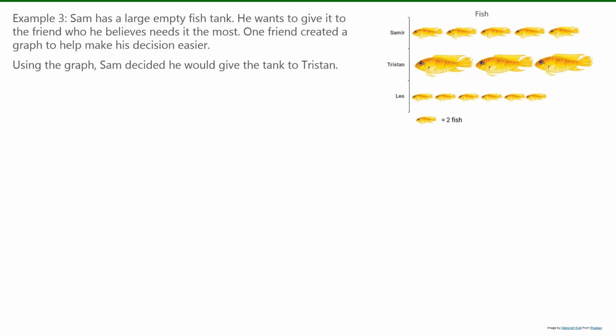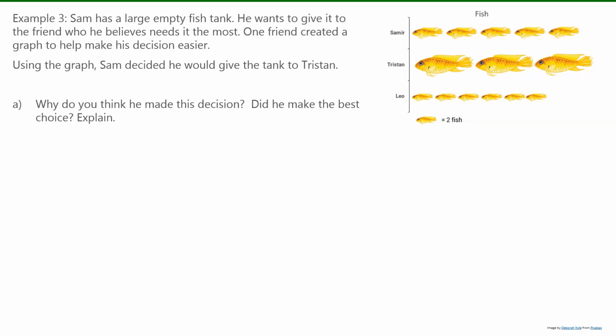Example 3. Sam has a large empty fish tank. He wants to give it to the friend who he believes needs it the most. One friend created a graph to help Sam make his decision. Using the graph, Sam decided that he would give the tank to Tristan. Why do you think he made this decision? Did he make the best choice?